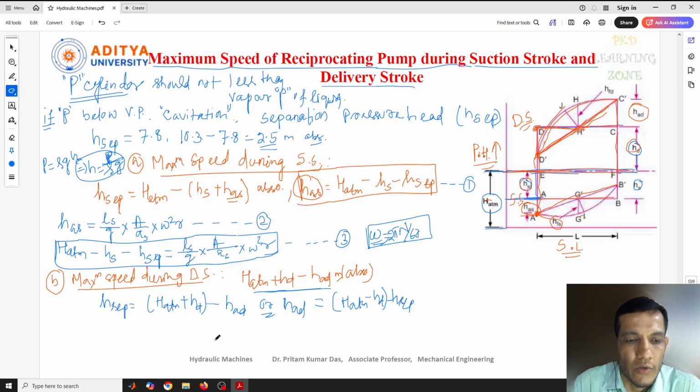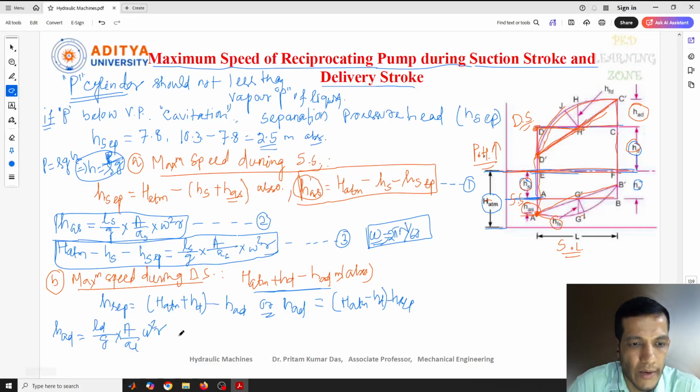But you can see the HAD, the pressure head due to the acceleration at the end of the delivery stroke, can be written similarly. What I have written here, in a similar way I can write HAD equal to LD by G into A by AD into omega square. Now if I put this value here, that means LD by G into A by AS into omega square equal to H ATM plus HD.